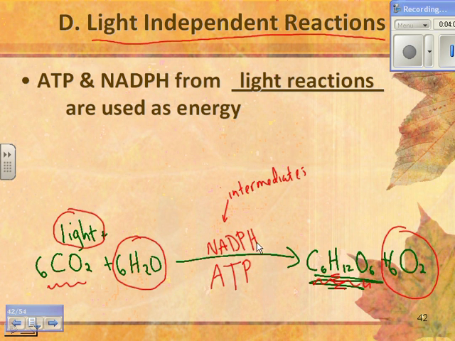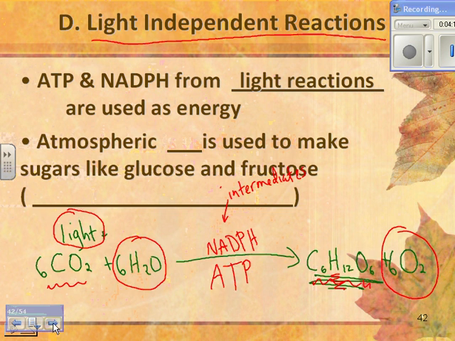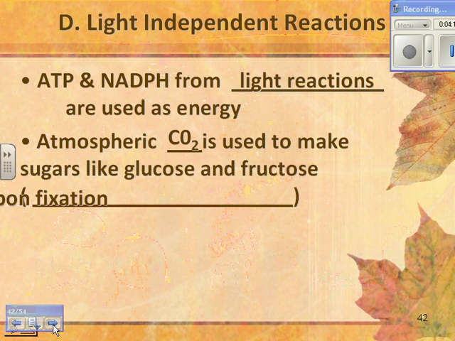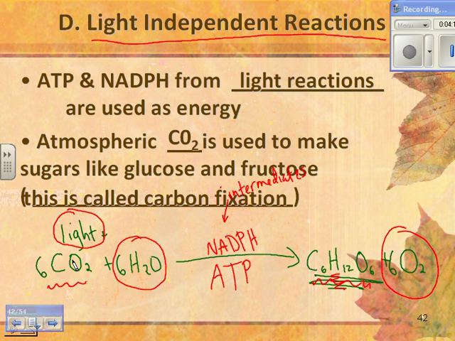And you're going to get your hydrogens from NADPH, and of course the electrons that go with the hydrogens will go on there too. So atmospheric carbon dioxide is used to make sugars like glucose and fructose, and that's called carbon fixation because you're taking carbon and you're sticking it all together, fixing it into this molecule.